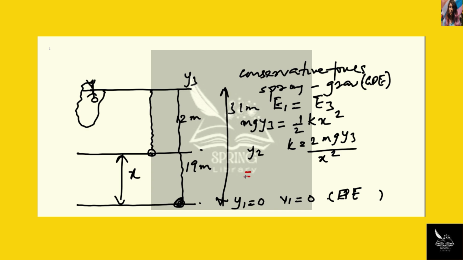All right, so we just plug in the values here. So we have 2 times 55 times 9.8 divided by 19 squared. That gives you around 93 newtons per meter, which is the force constant of the spring.